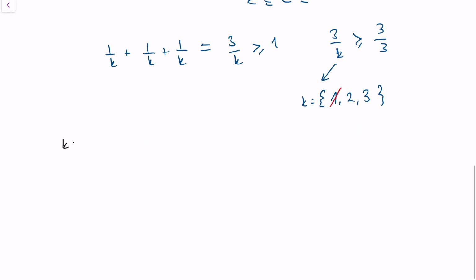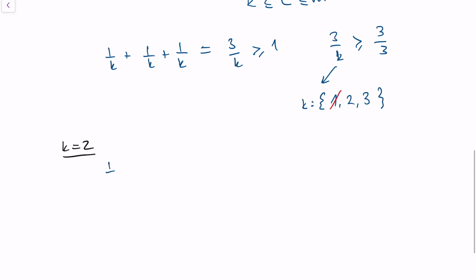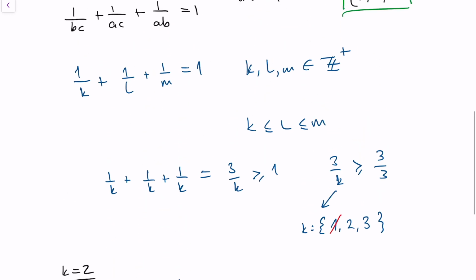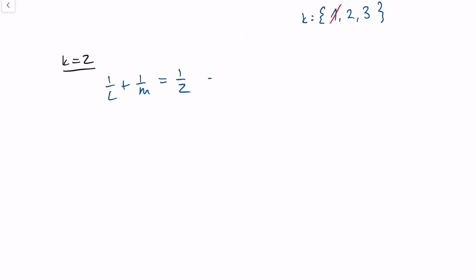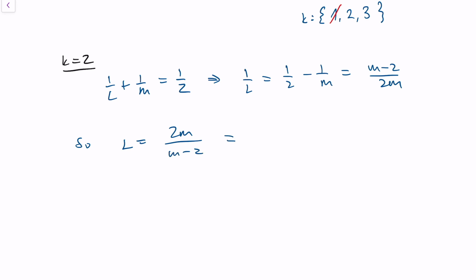So for k equal to 2, 1 over l plus 1 over m is equal to 1 over 2, if you take 1 over k to the other side. So that means we will have 1 over l is equal to 1 over 2 minus 1 over m, which is equal to (m minus 2) over 2m. So l is equal to 2m over (m minus 2), which can also be written as 2 plus 4 over (m minus 2), isn't it? Okay, so we have l is equal to 2 plus 4 over (m minus 2).